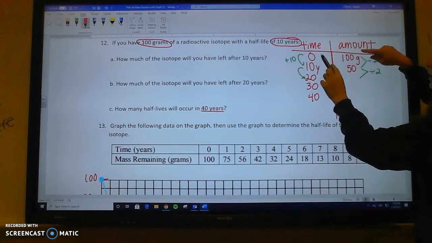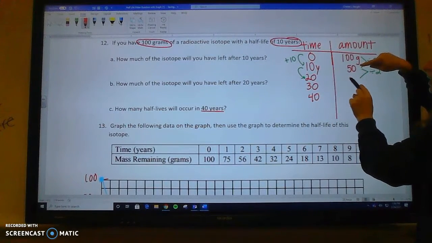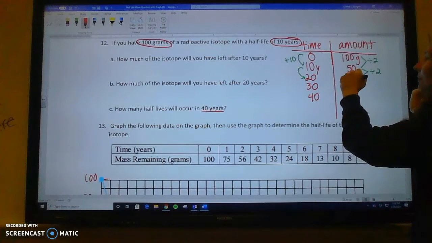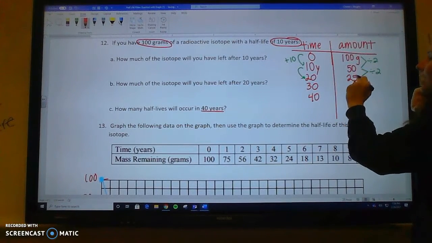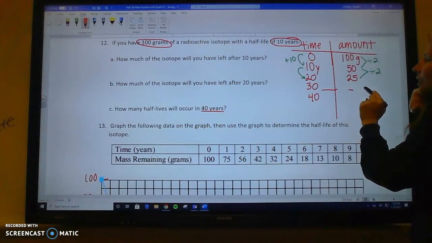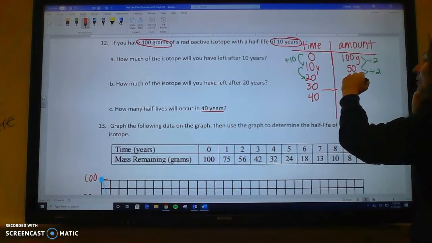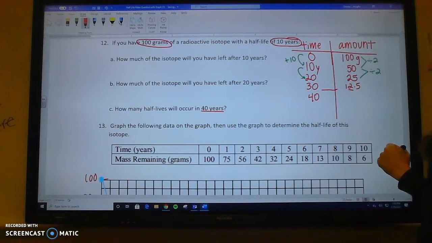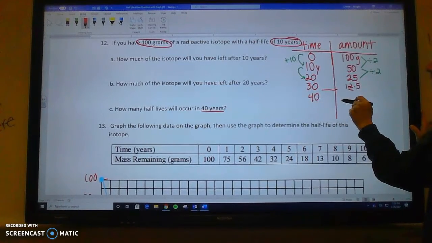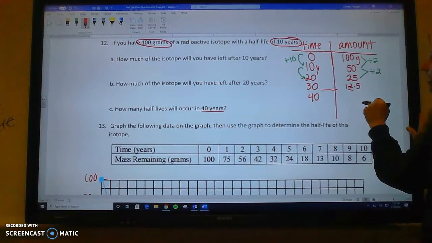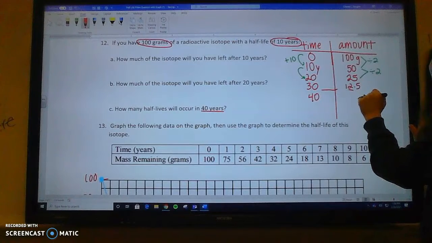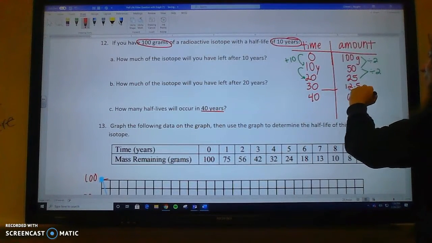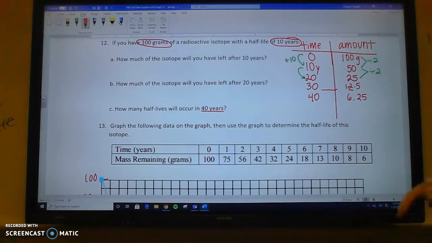All right, so we did 2 of these. So at 20 years, we have to cut 50 in half. So what are we going to have? 25. And then over here, what's half of 25? It's going to be 12.5. Remember, you can use a calculator. Then at this one, after we've gone through another half-life, that's going to be half of 12.5, which is 6.25. All right? So now we can answer our questions now that we've completed this chart. That's really all there is to T-charts.